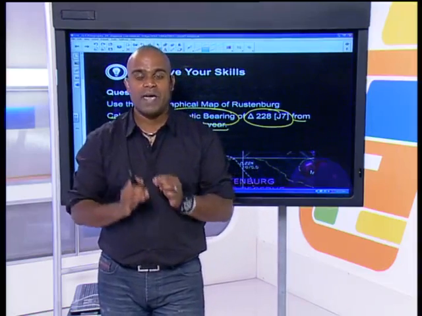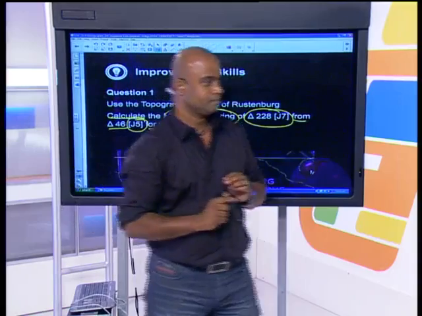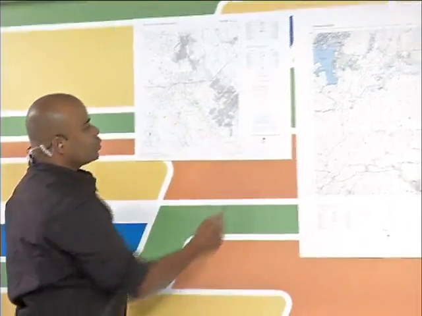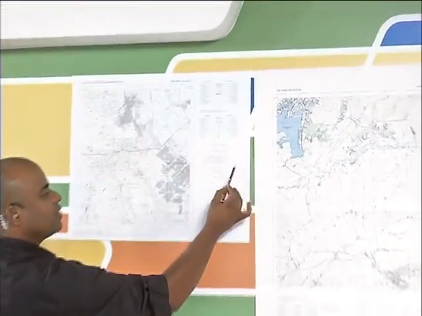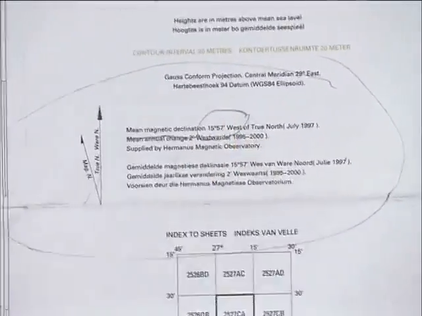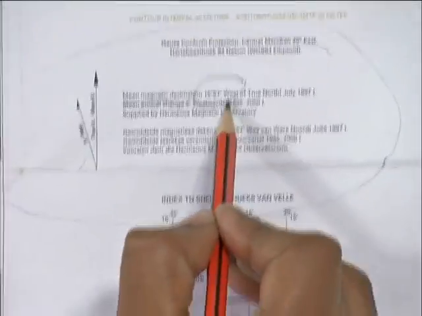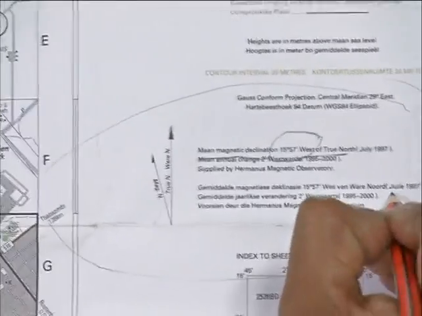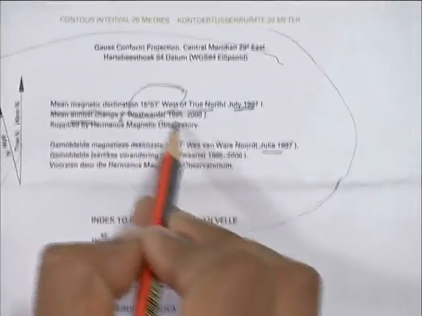Now, let's go to the map of Rustenburg West. Note that the information given is contained on the margin of the map. Here we have the following information. The mean magnetic declination, which is 15 degrees 57 minutes west of true north. This particular map was printed in July 1997. The mean annual change is 2 minutes westwards.